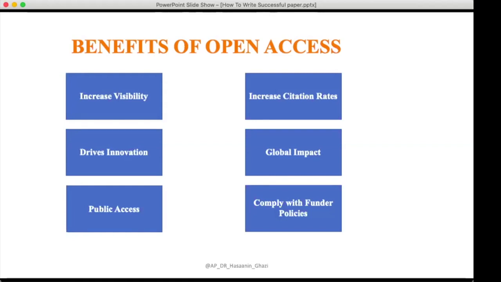So this is the benefit of open access, but of course, as we usually say, it depends on your budget. Do you have enough budget to publish your paper open access or not? And whether you have a research grant, and all these other factors.